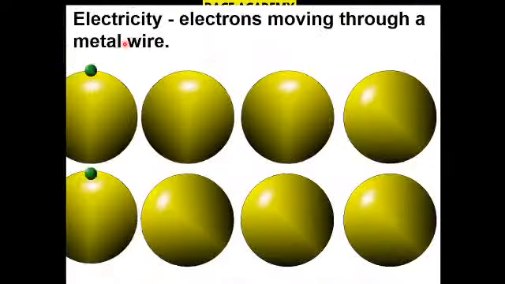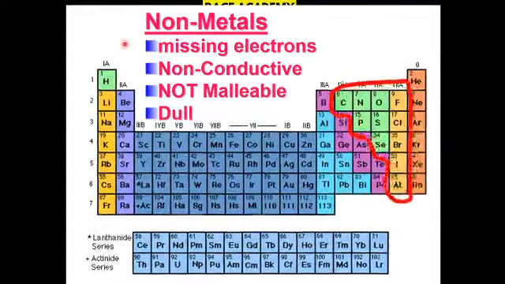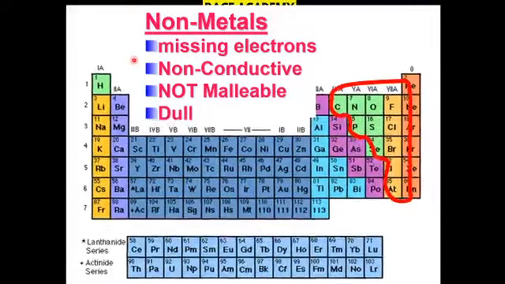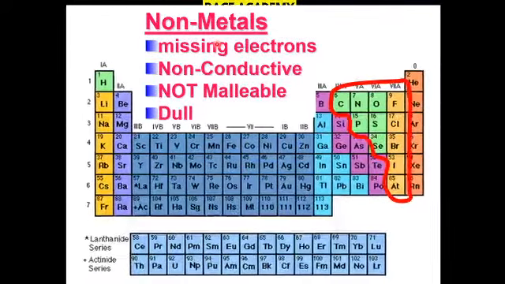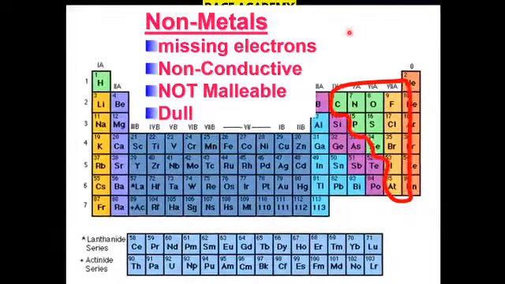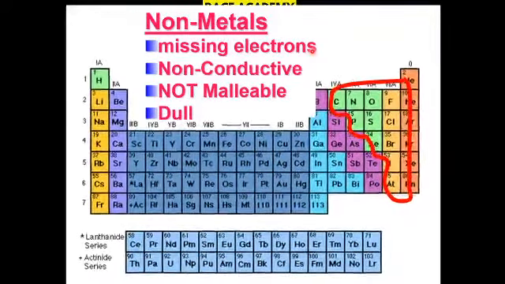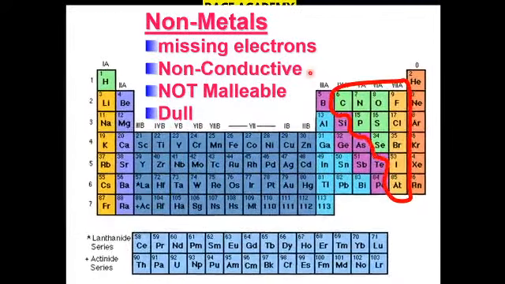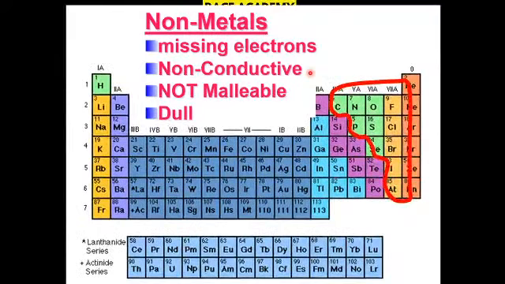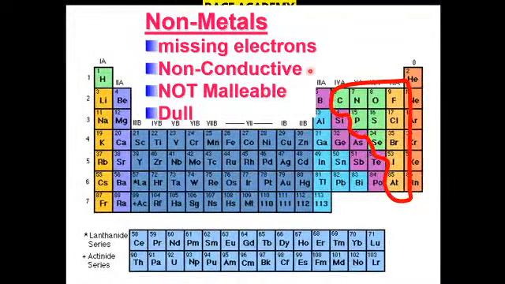So that is regarding metals. We saw these different ideas regarding metals. Now regarding non-metals, they have some missing electrons. If they gain electrons, they will become happy, like noble gases. They are non-conductive because they don't have any extra electrons, and they are not malleable. Non-metals are not malleable and they are dull in nature.